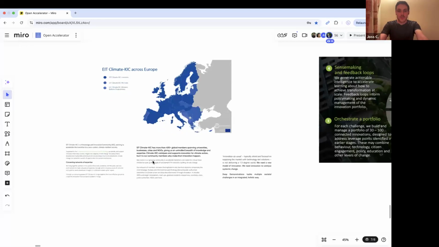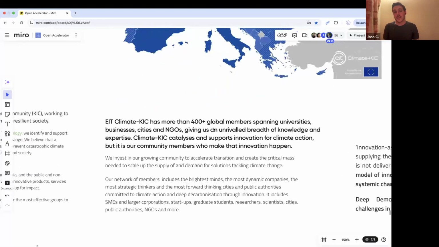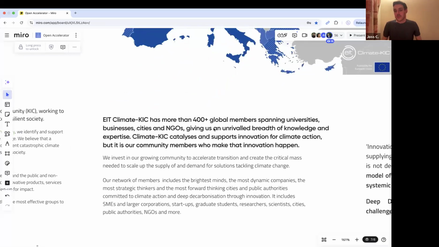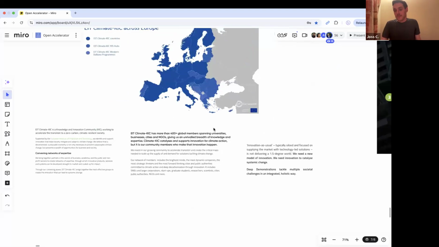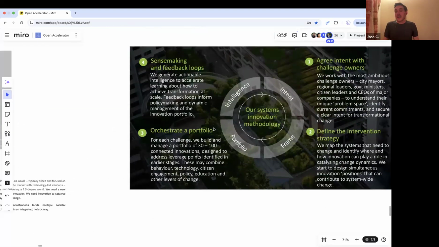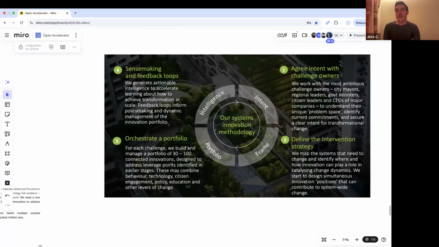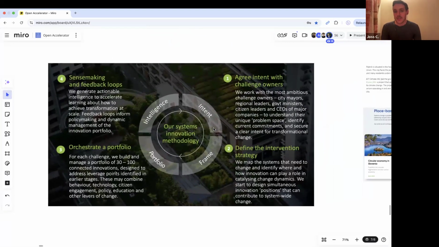Quite a large ecosystem, maybe 400 institutions across Europe, across the world, actually. Everything from cities to universities and NGOs, regions, businesses, and so forth. They're trying to get them to work together around the challenges of specifically decarbonizing, which is a big part of the work that they do. And this is a little bit of their method: agreeing intent with challenge owners, defining the intervention strategy, orchestrating a portfolio, sense making and feedback loops. That's their systems innovation methodology.